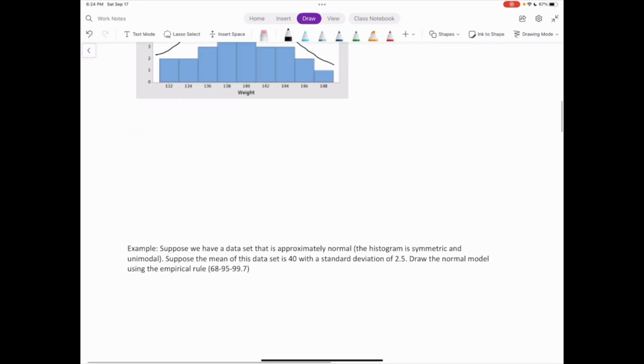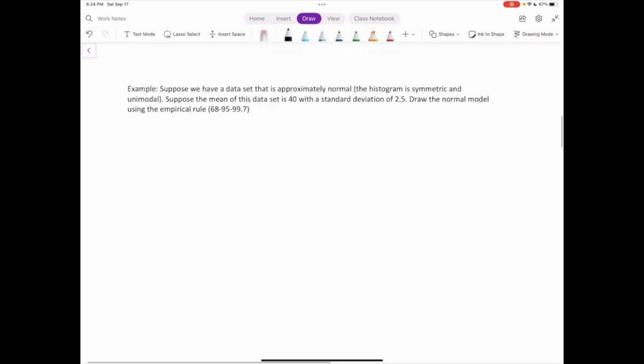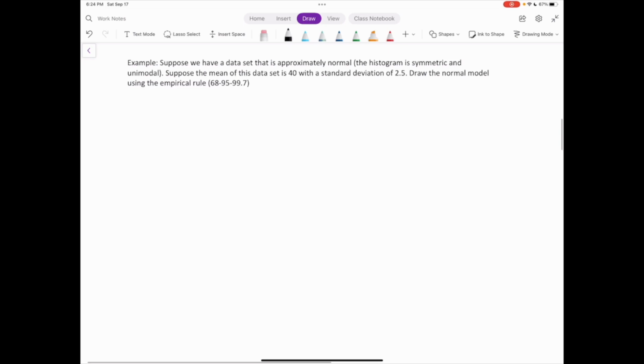Okay, moving on. Suppose that we have a data set and it's approximately normal. So we just said that means the histogram is symmetric and unimodal. The mean of this data set is 40 with the standard deviation of 2.5. Draw the normal model using that empirical rule of thumb that 68% of the data is within 1 standard deviation, 95% is within 2 standard deviations, and 99.7% is within 3 standard deviations.